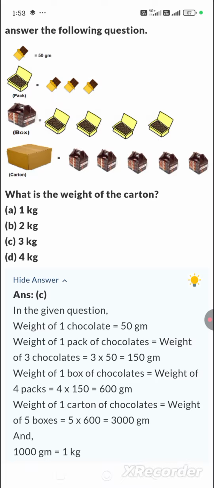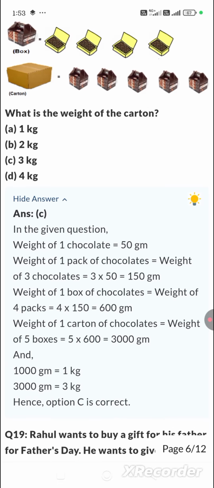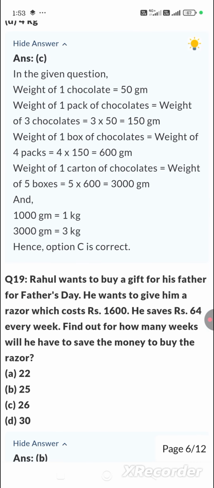Weight of 1 carton of chocolates is weight of 5 boxes. 5 into 600, that is 3000 gram. And 1000 gram equal to 1 kg, so 3000 gram equal to 3 kg. Hence option C is correct.